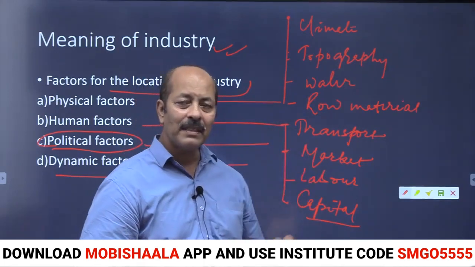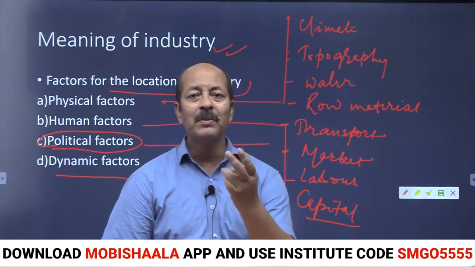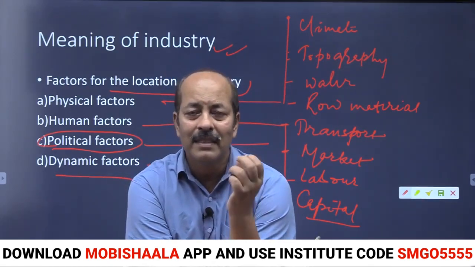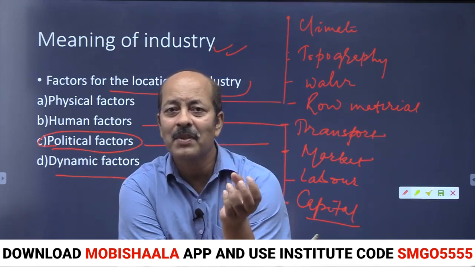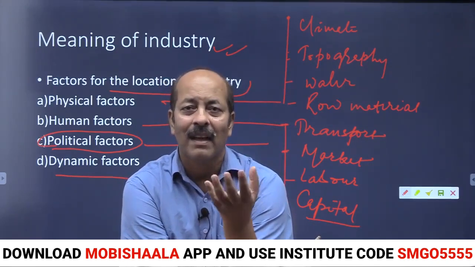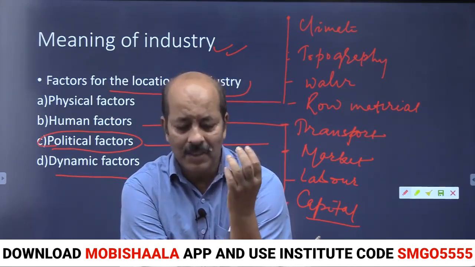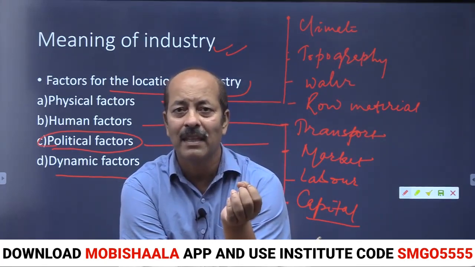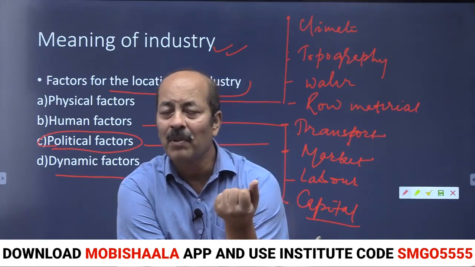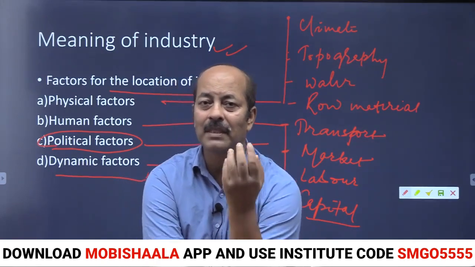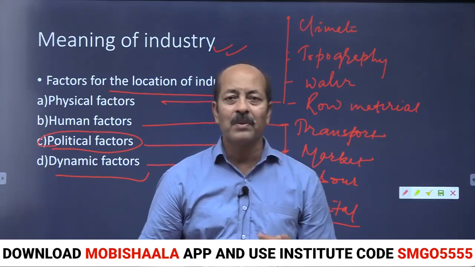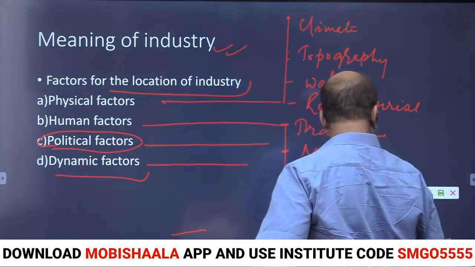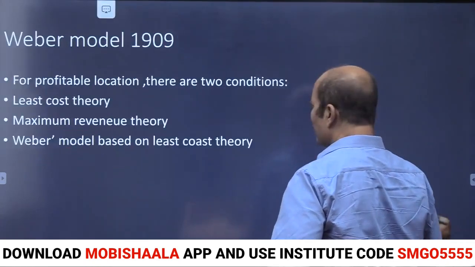Before going to the detail of Weber theory, I have given you two things so far. The first is the concept of manufacturing, and the second is the factors controlling the location of industry. I have divided the factors into four parts: the physical factors, human factors, the factors related to political condition, and the fourth is the dynamic factors. So we are leaving the basics and moving to the main part, Weber theory.